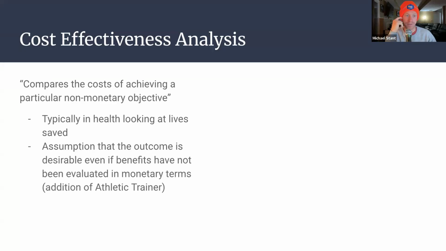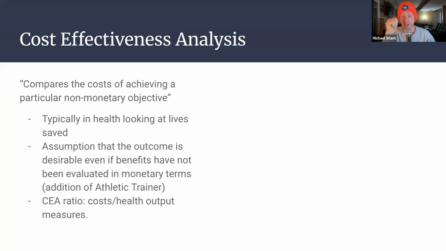And right, we're assuming the outcome is desirable even if benefits have not been evaluated in monetary terms, like an athletic trainer. Everyone would probably say and believe that an athletic trainer is an outcome we want, right? We want someone providing quick, easy, accessible service to the student athlete or a community or recreational center, because we believe everyone deserves healthcare. So there's this cost effectiveness ratio.